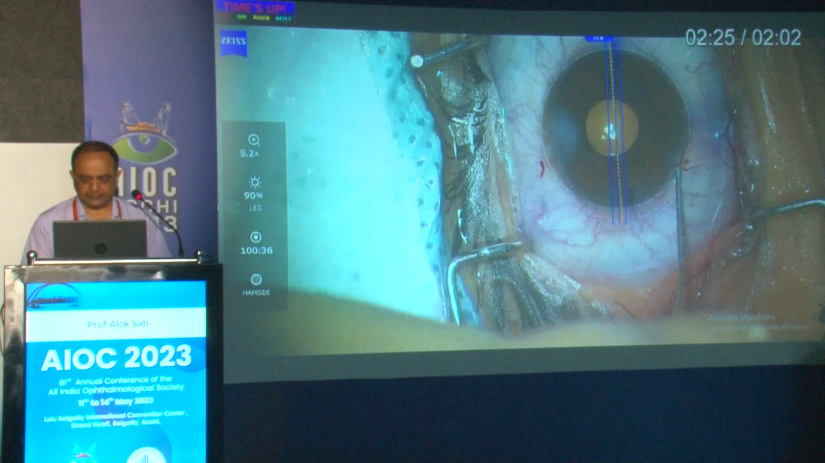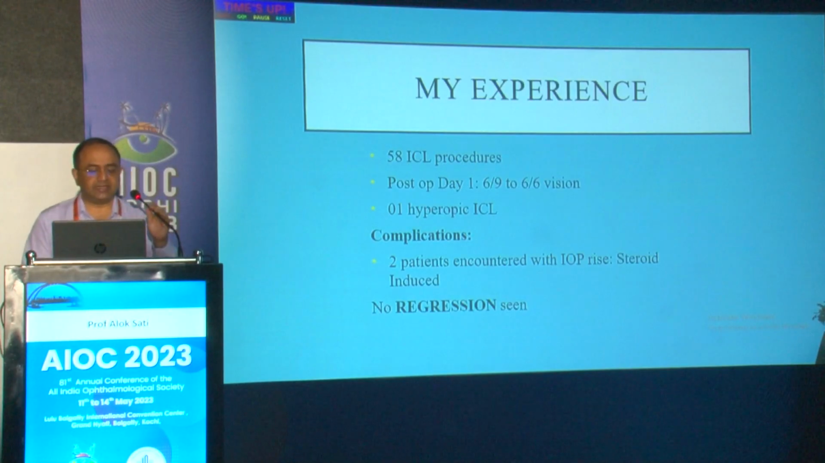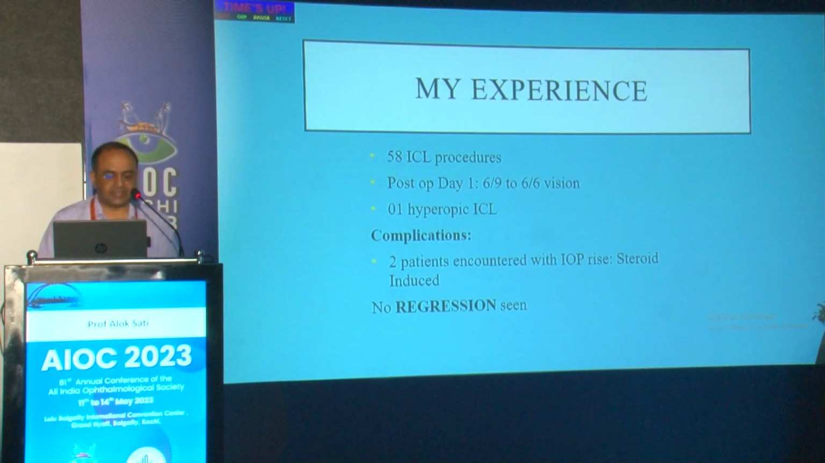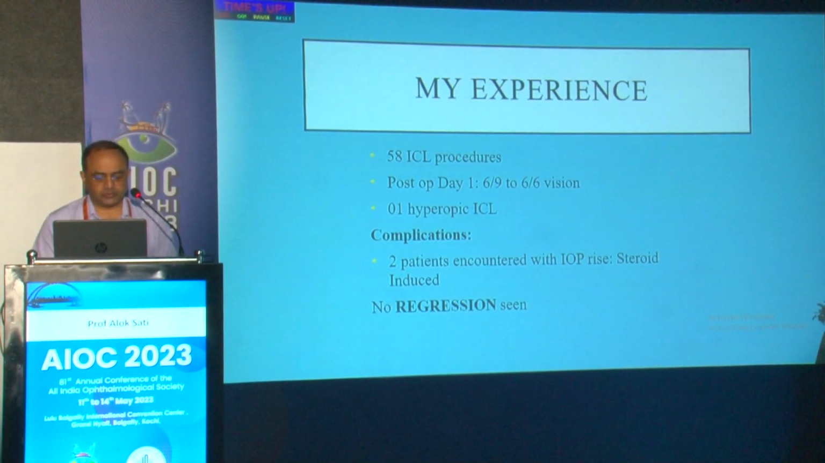So till date, at our center we have performed around 58 ICL procedures, and to our surprise, most of them have got 6/9 to 6/6 vision on day one. We have done even one hyperopic ICL. The difference between hyperopic and myopic is that the hyperopic ICL doesn't have a hole at the center, so we have to do preoperative PI, or even intraoperative PI also works.